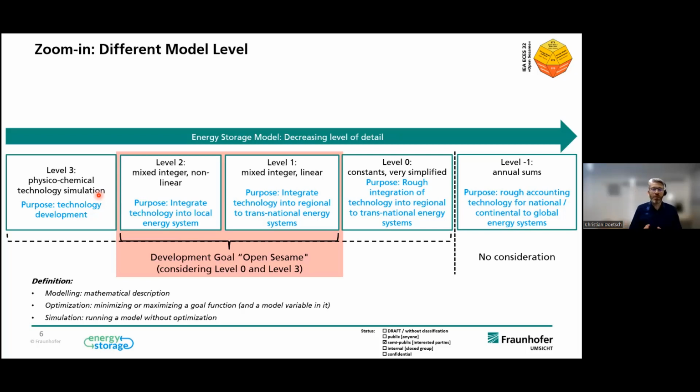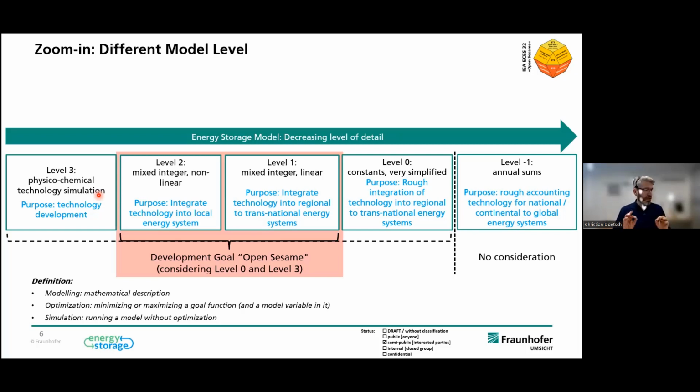So our aim was to derive from this level 3 a level 2 model. It should be mixed integer and it could be nonlinear. With this level 2 model, we want to go, in most cases, to simulations, mostly on a smaller scale. That means for a region or for a city or for an industrial site or something like this. It's a small application, and for simulation, because in simulation, you can also act with mixed integer nonlinear.